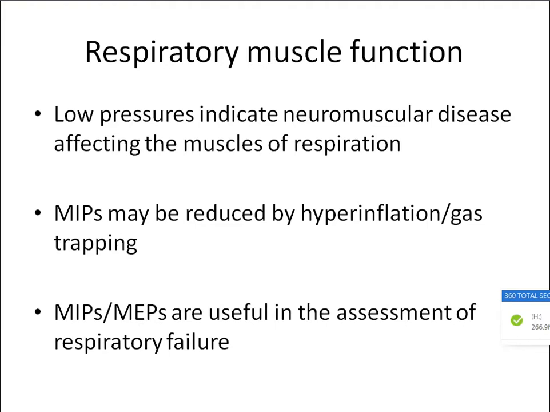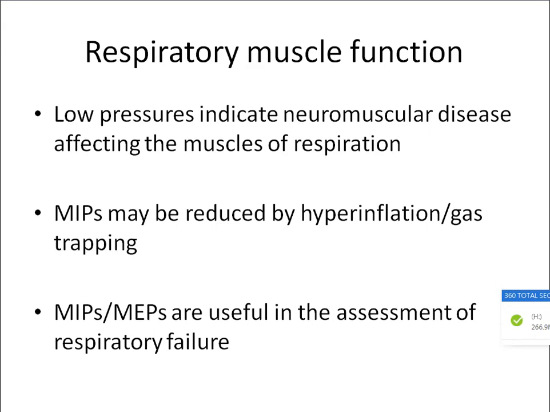So if the maximal inspiratory pressure or the maximal expiratory pressure is decreased, it indicates there may be some neuromuscular disease affecting the muscles of respiration.